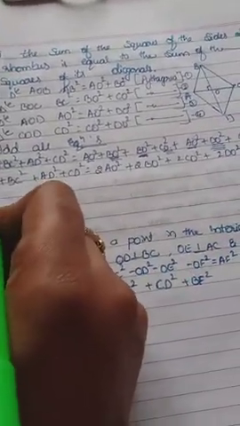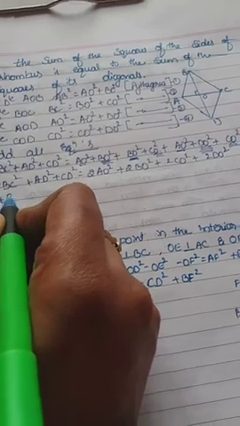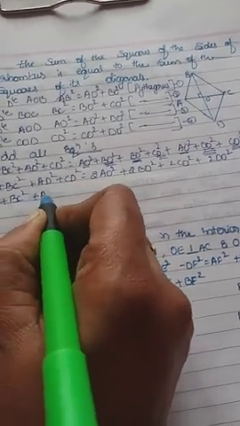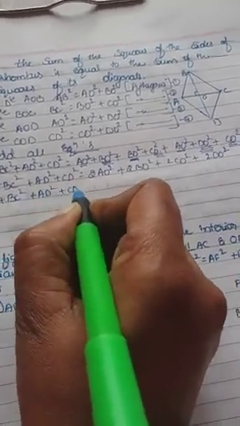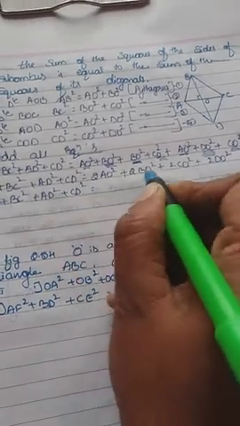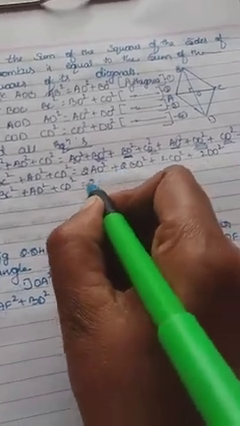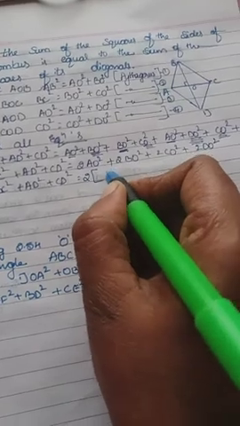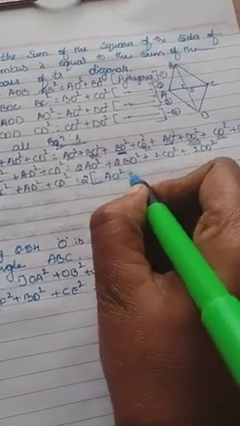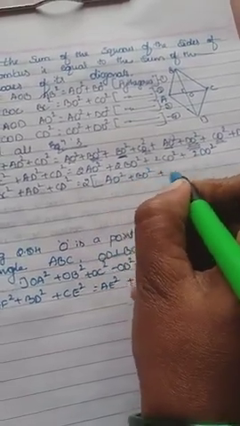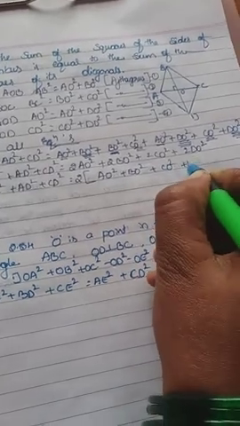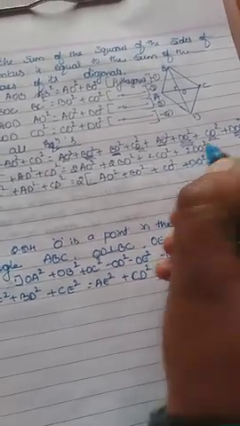So the LHS stays as it is, AB square plus BC square plus AD square plus CD square equals, taking 2 common, 2 times AO square plus BO square plus CO square plus DO square.